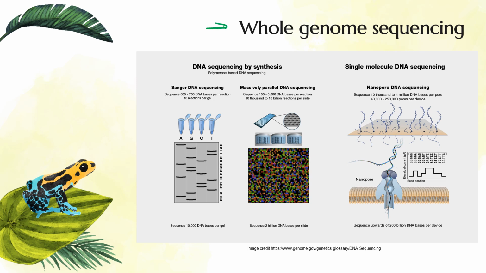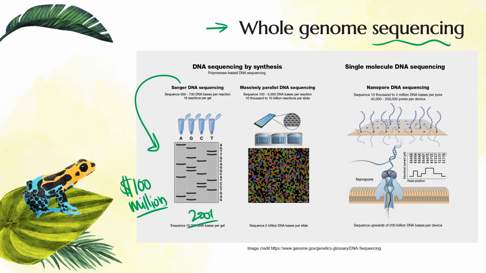We have done some whole genome sequencing. We have literally figured out the orders of A's, T's, C's, and G's for the entire human genome. We used to do this with the Sanger sequencing method. This took a really long time, cost about $100 million to sequence just one human's genome. This was back in 2001, so a long time ago, but not that long ago, relatively speaking.